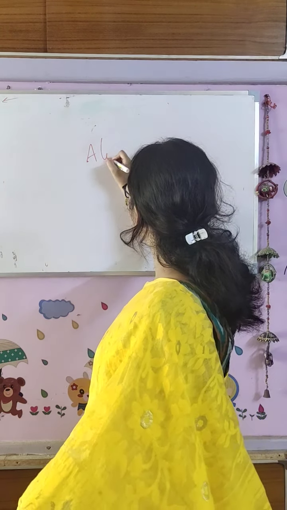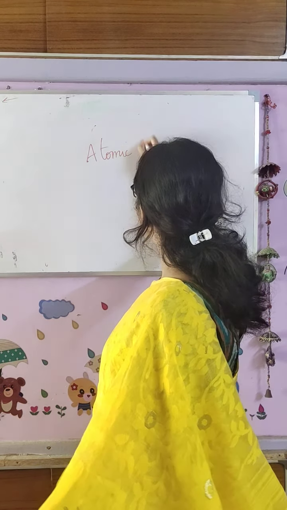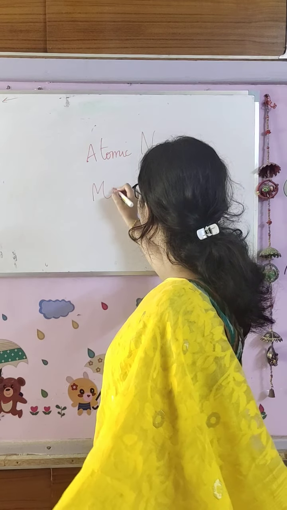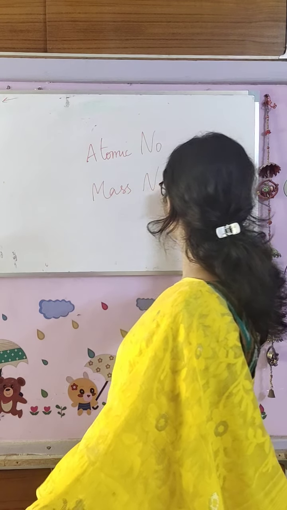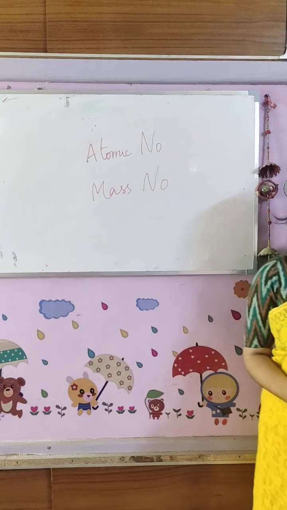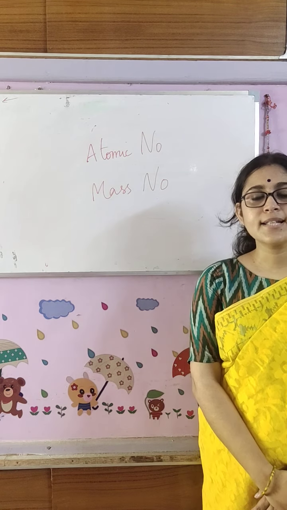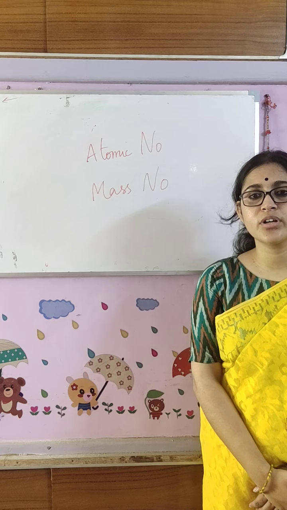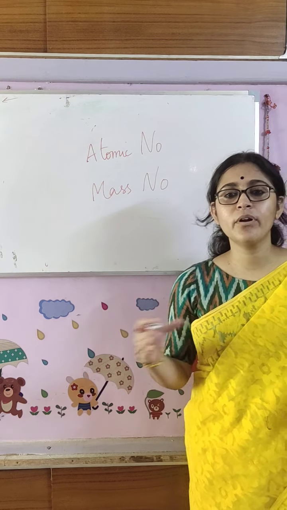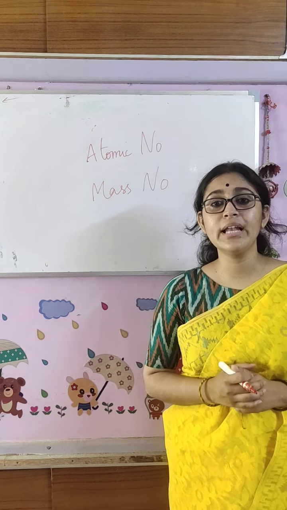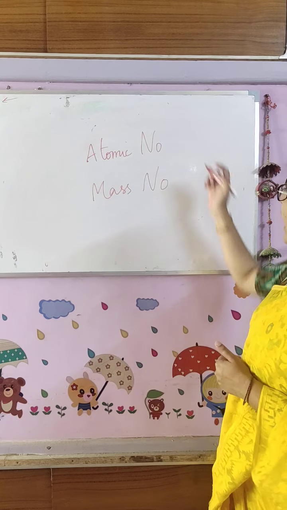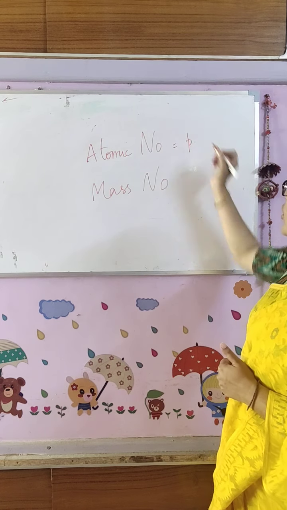Before that I want to tell you two things: atomic number and mass number. What is atomic number? Atomic number is the number of protons in an atom. And as we know, an atom is electrically neutral. So in an atom, the number of protons is equal to the number of electrons. So actually atomic number is equal to the number of protons.